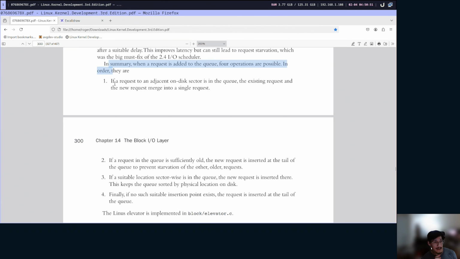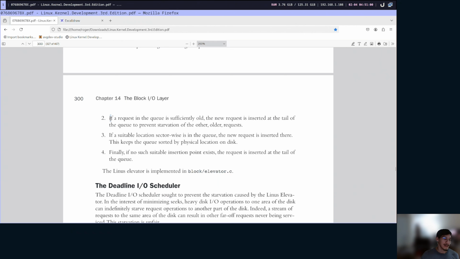In order they are: if a request to an adjacent on-disk sector is in the queue, the existing request and the new request merge into one single request. If a request in the queue is sufficiently old, the new request is inserted at the tail of the queue to prevent starvation of the older requests. If a suitable location sector-wise is in the queue, the new request is inserted there. This keeps the queue sorted by the physical location on disk. Finally, if no such suitable insertion point exists, the request is inserted at the tail of the queue.